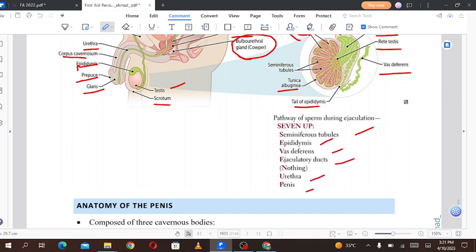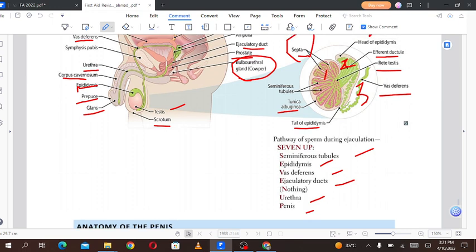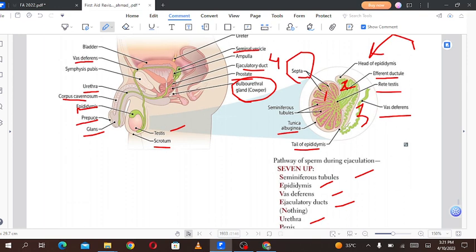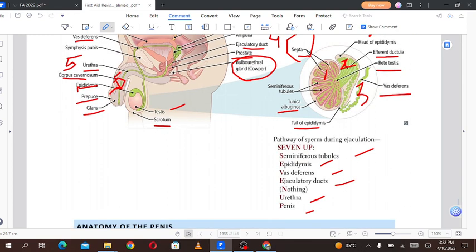So from the seminiferous tubules, inside that one, it goes to the epididymis, like this is 2. This is epididymis, head of epididymis. Then from the epididymis, it moves to the vas deferens, like this is 3. From there it is going to the ejaculatory ducts. The ejaculatory ducts are over here. So this is 4. From ejaculatory duct it is going to the urethra. That is point number 5. And then we have N is for nothing, then urethra, and then ultimately the penis. So this is the penis, like this is 6. So these are the 6 points where the 7-Up goes.